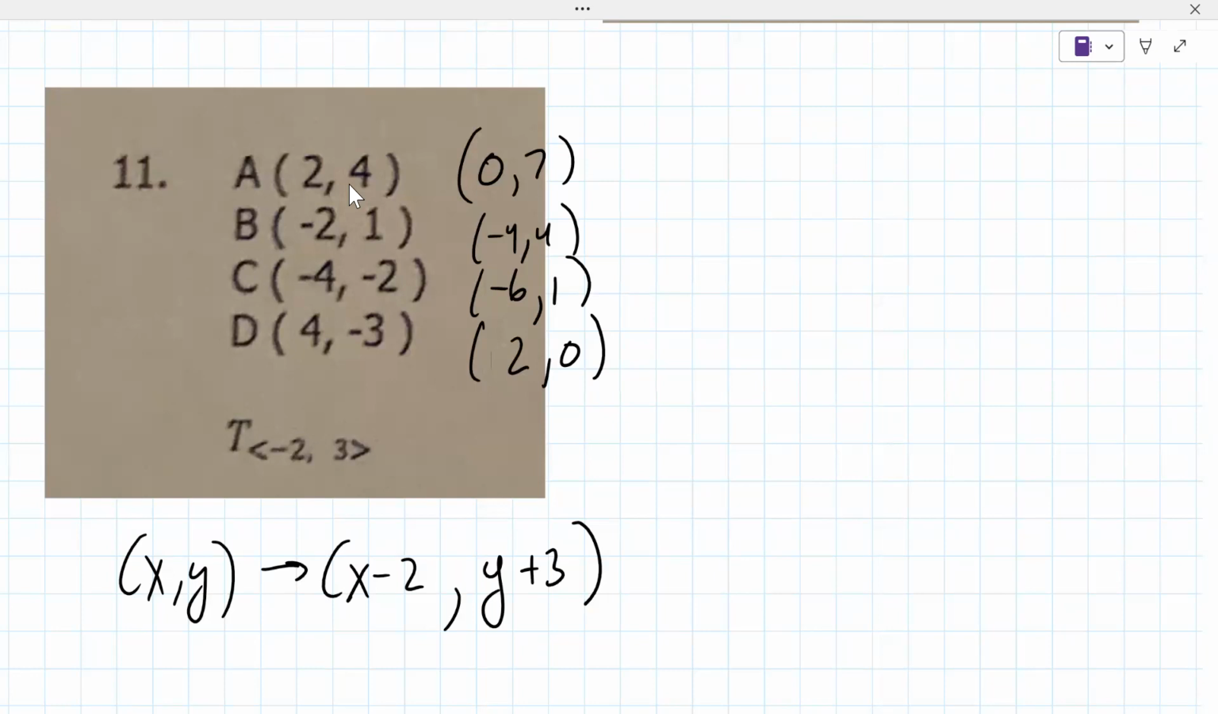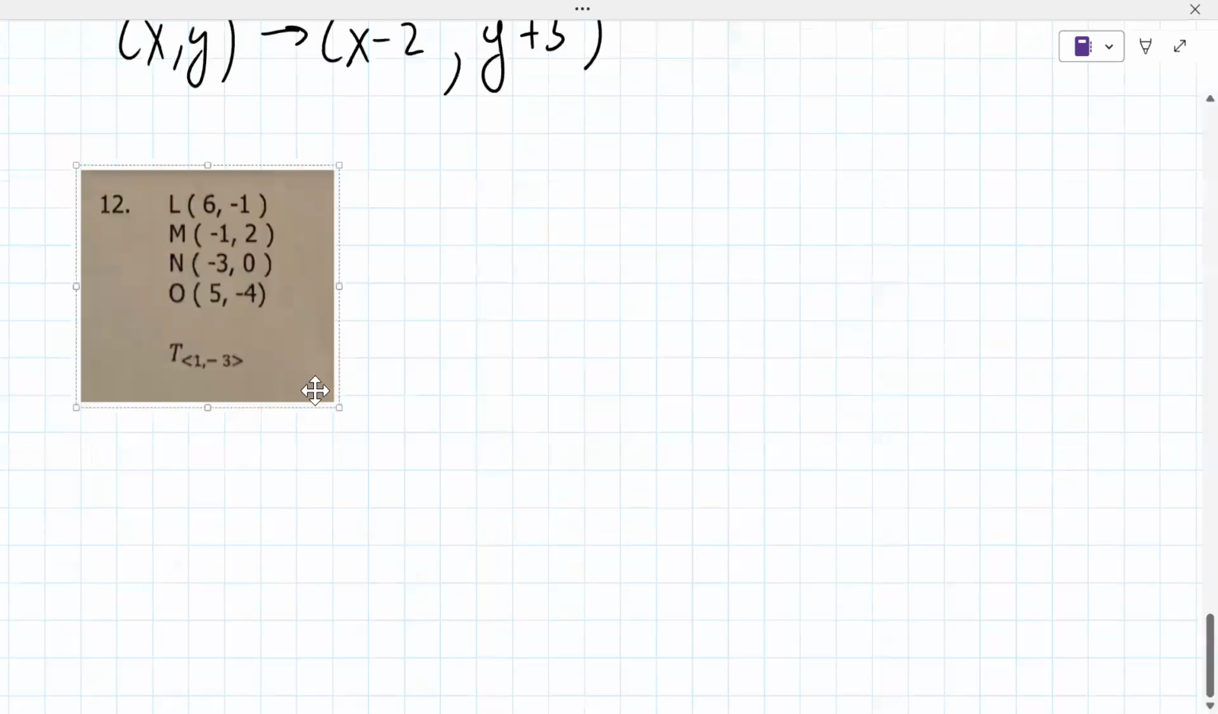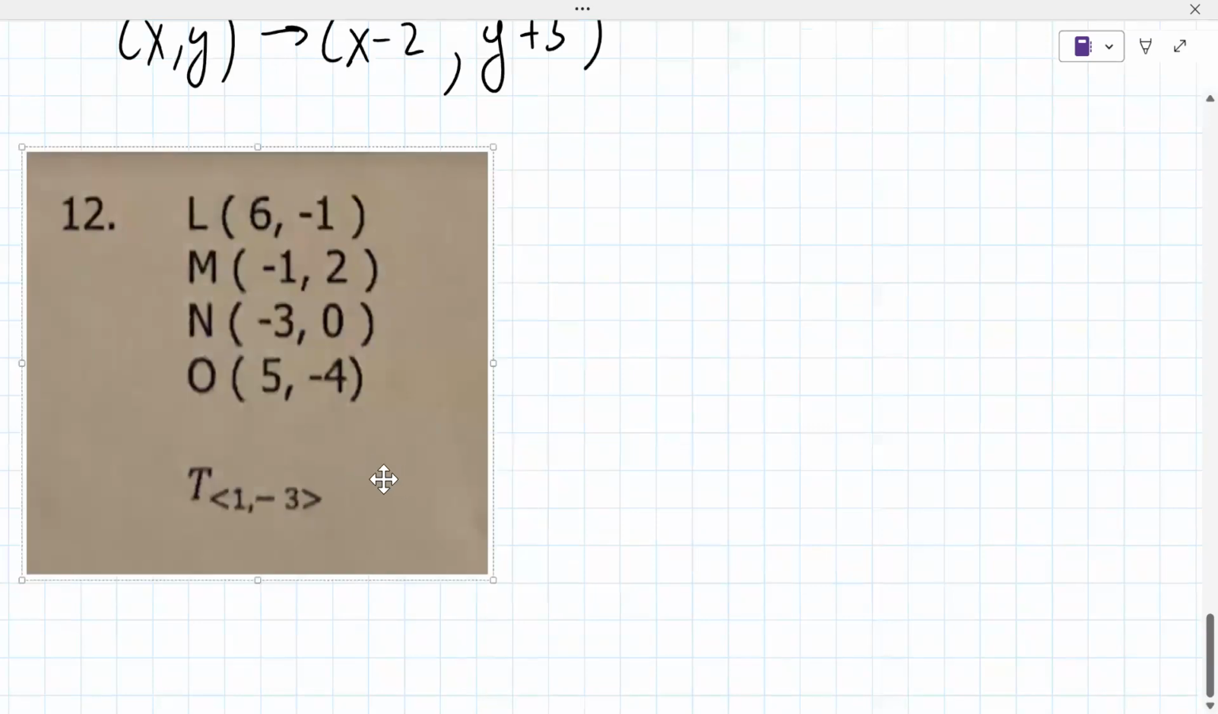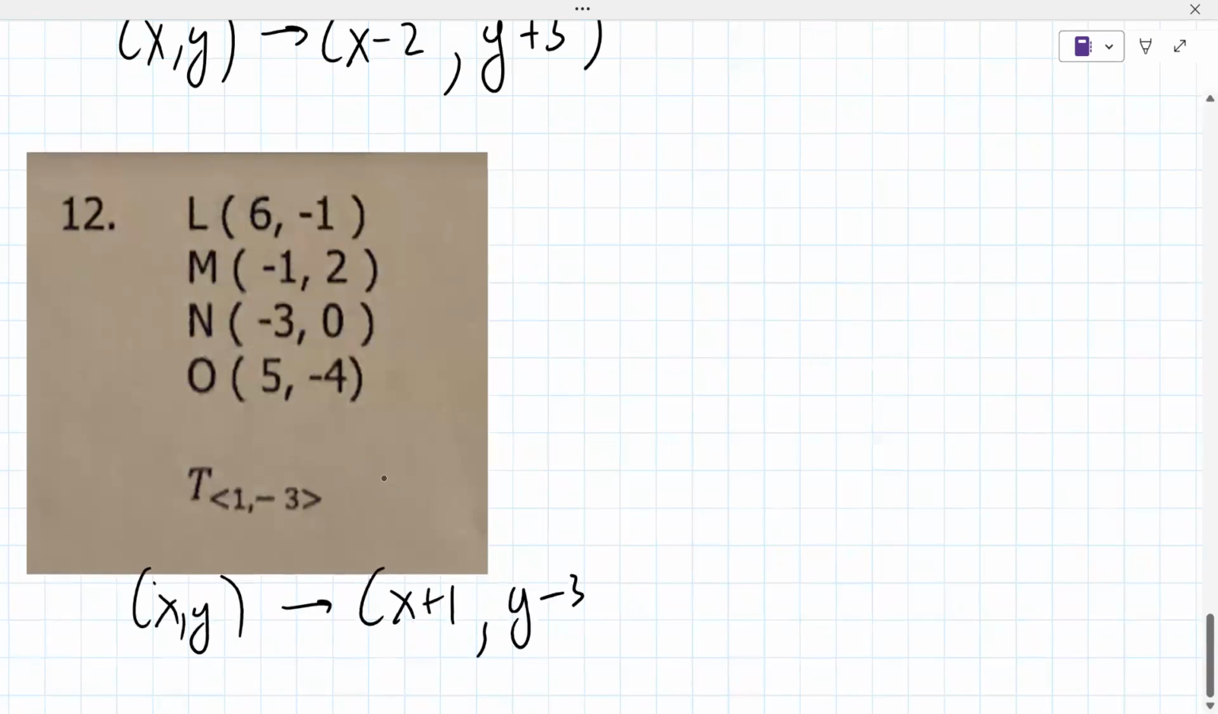I got the graph. Sorry, you're good on that? Yeah. Okay. I don't know that I need to graph them, so assume you've got that down here. Same thing with this one. (x, y) becomes (x + 1, y - 3). Hopefully that's clear from this notation here. Go ahead and figure out your new ordered pairs, please.